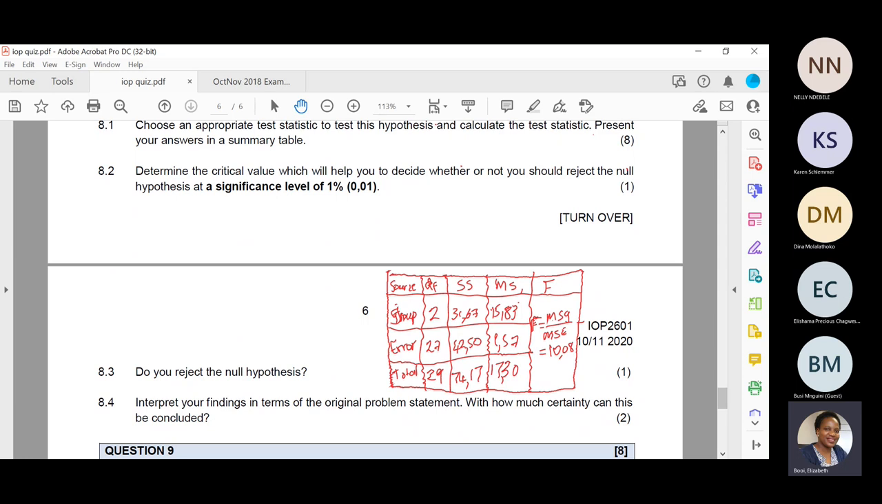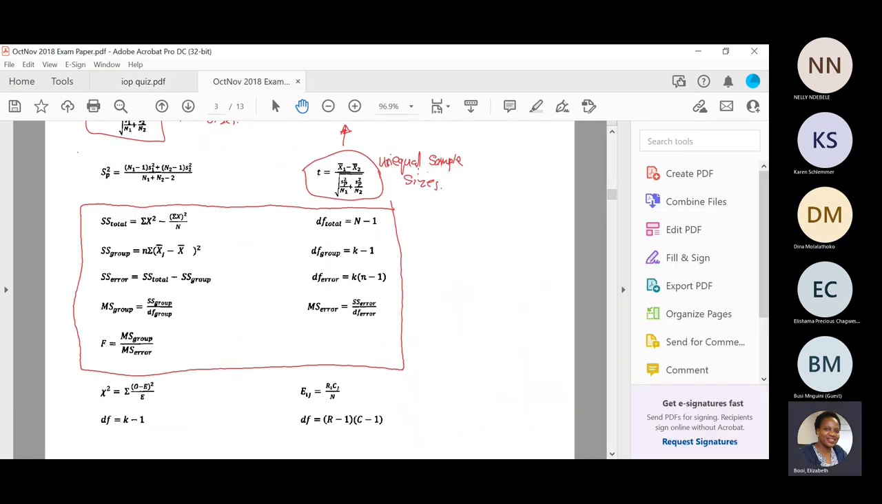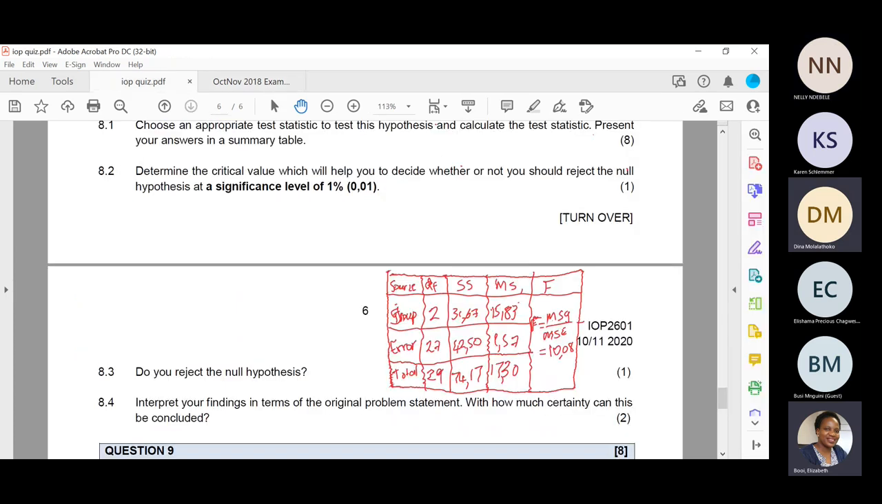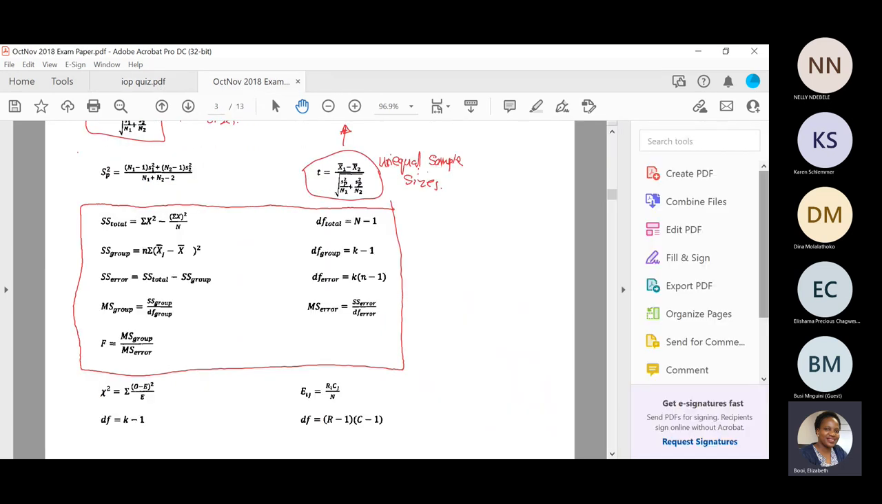Determine the critical value. In terms of the critical value, we need to use the degrees of freedom for the group and error. So we need to use degrees of freedom for one, two, and degrees of freedom for, this is one, for two will be 27, and we're going to use our ANOVA table, which is the F table, so F of 0.01, and the degrees of freedom. So let's go look for the table.